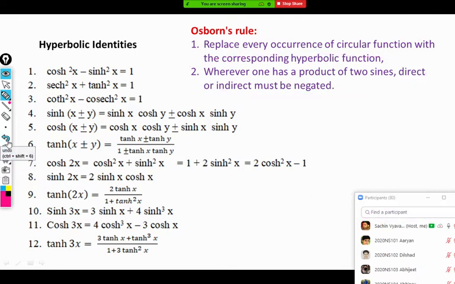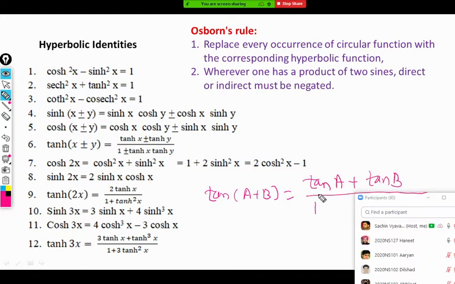Because you have the direct there. So say tan of a plus b. Can you tell me the formula? Tan A plus tan B upon 1 plus or 1 minus? Minus. 1 minus tan A tan B. This is the first mistake you make in circular, and then your hyperbolic will definitely be wrong. So this is the trigonometric addition formula for tan of a plus b.